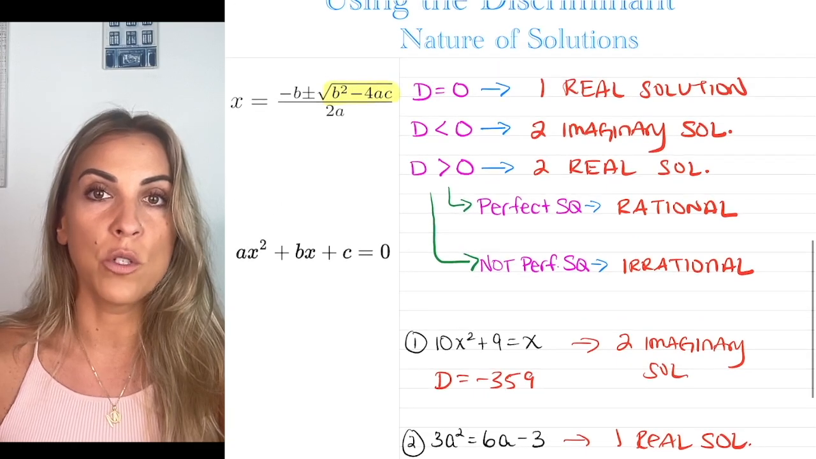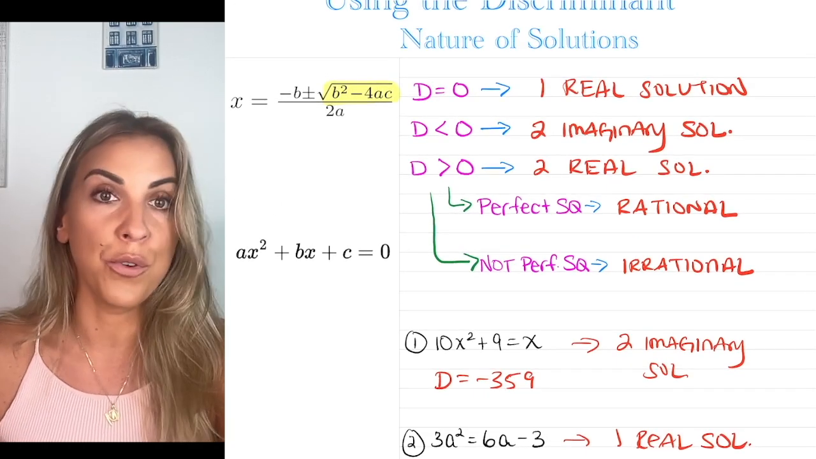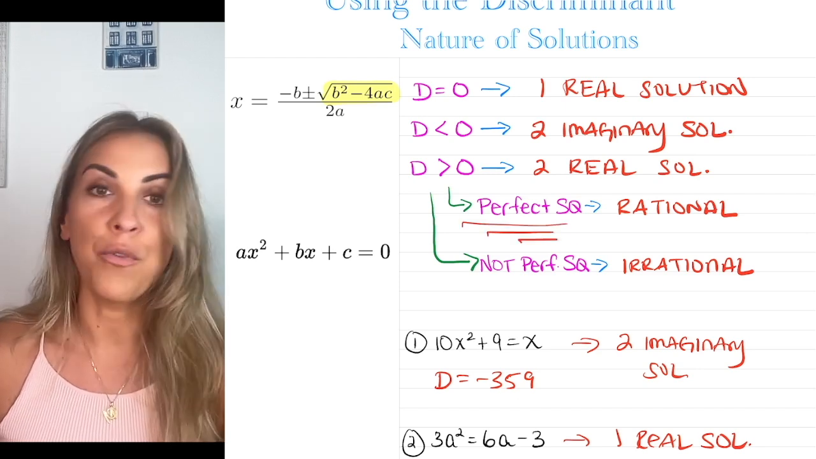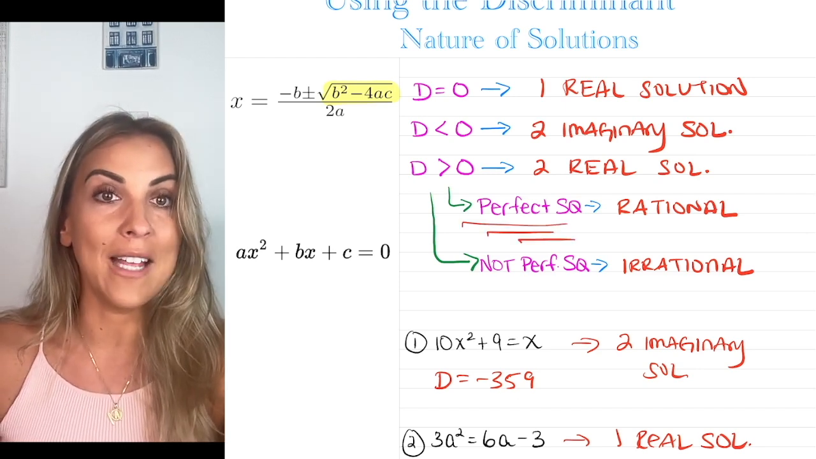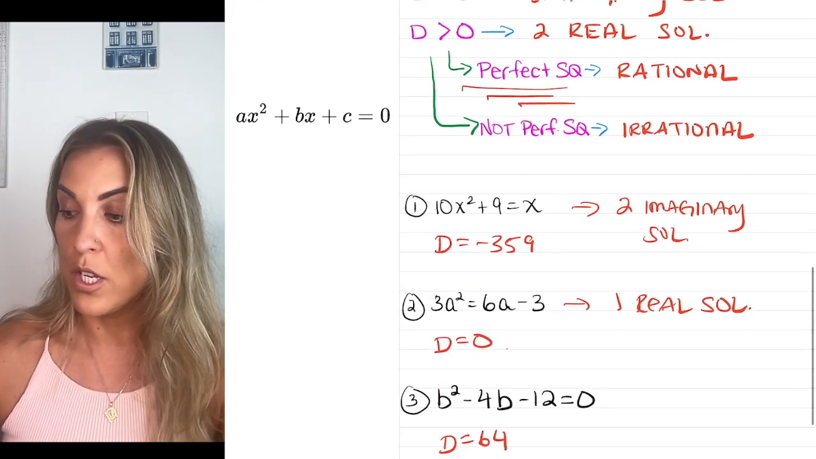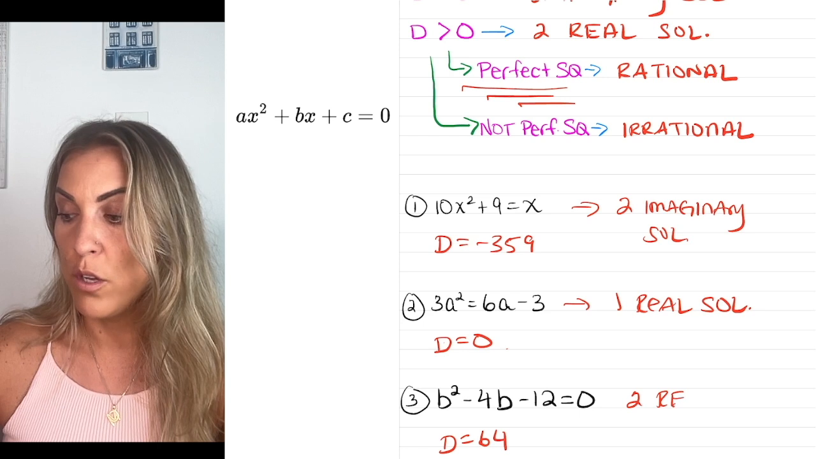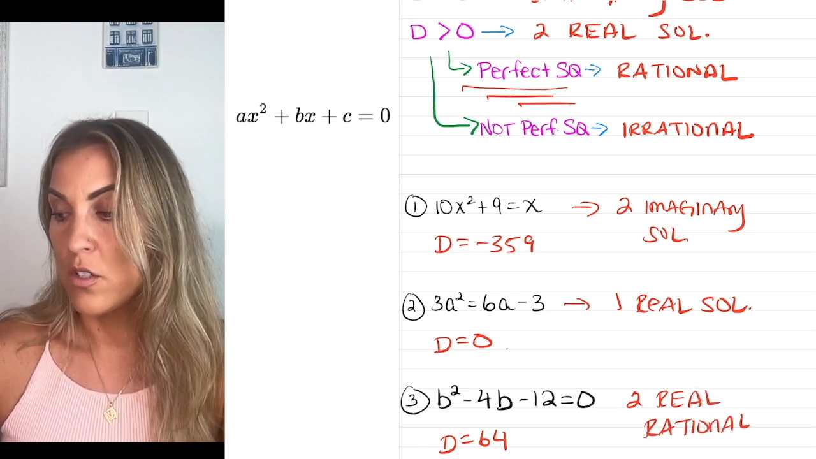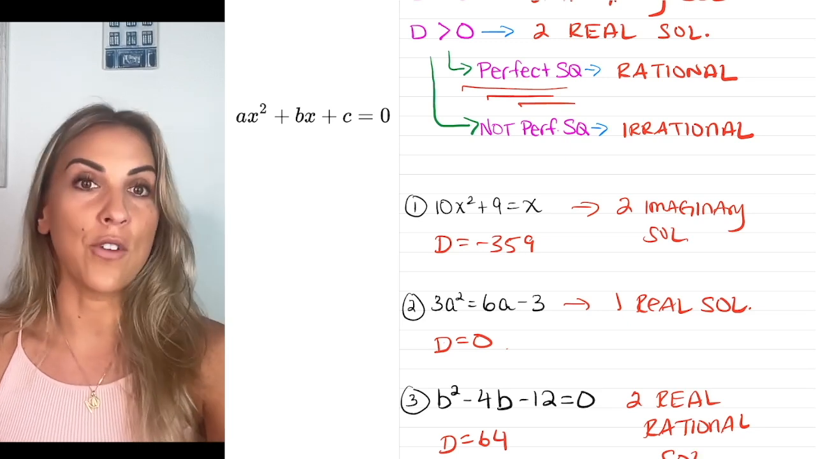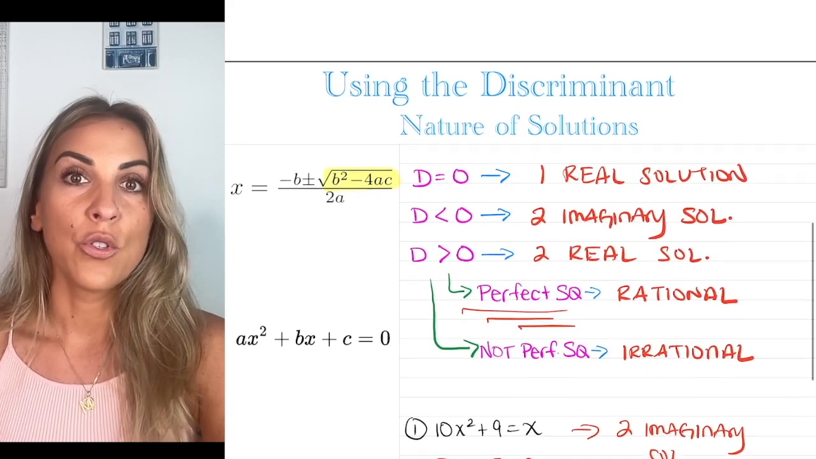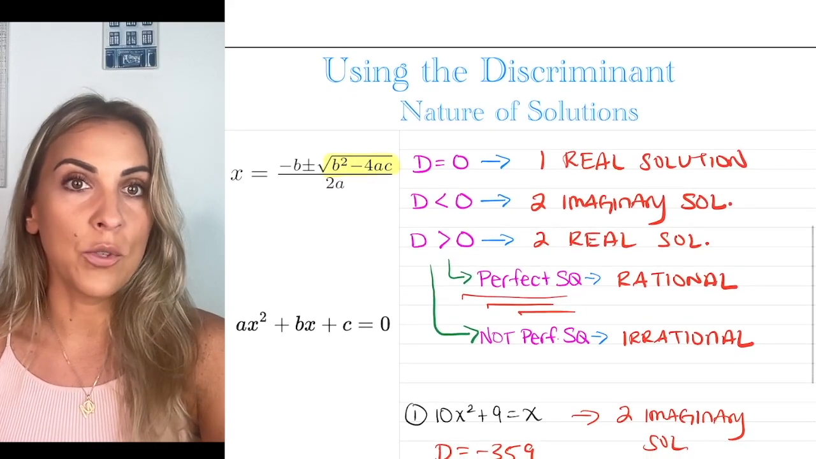And so if d was 64, 64 is positive. So according to our notes, we know that there are going to be 2 real solutions, but 64 is also a perfect square, right? The square root of 64 is 8. So because it's a perfect square, not only do we know there's 2 real solutions, but we know that there are 2 real rational solutions for this quadratic equation. All right, so this is how you use the discriminant to figure out the nature of the solutions of a quadratic.